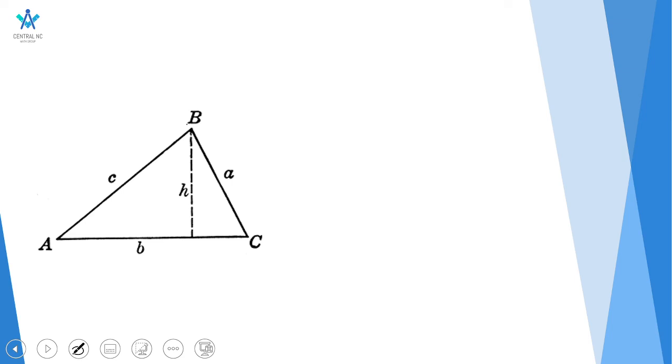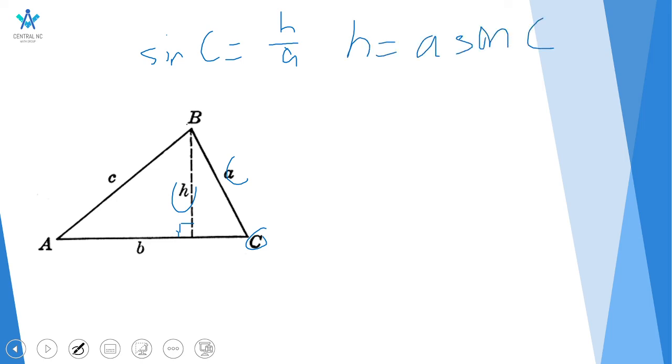So we have a height dropped here, so there's a right angle right there. So the sine of C is equal to H/A, right? Sine of C is equal to H/A. So that means that H is equal to A sine C. Let's go back to the most basic area formula. It's base times height over 2, right?